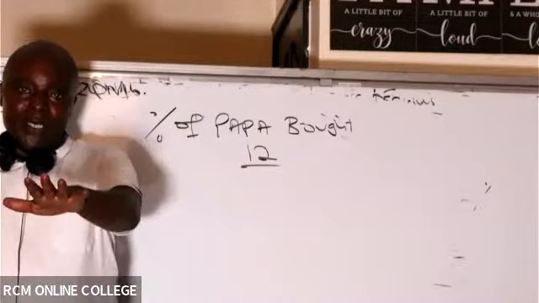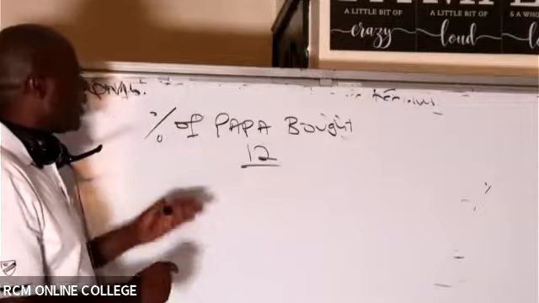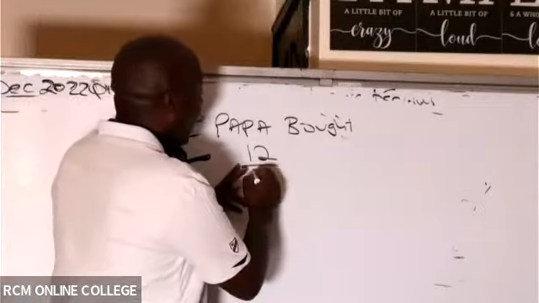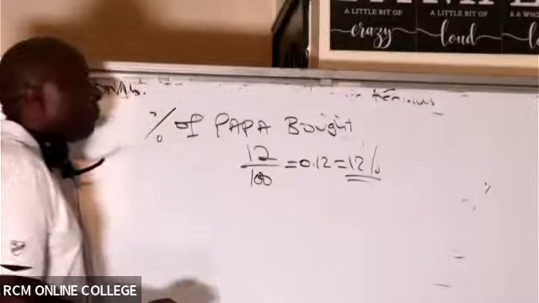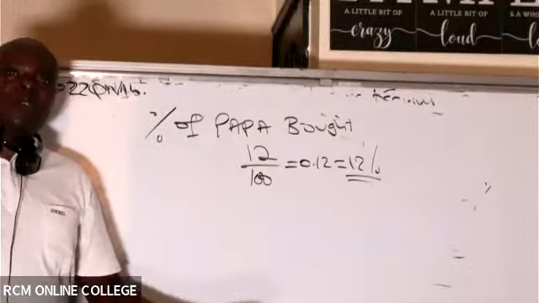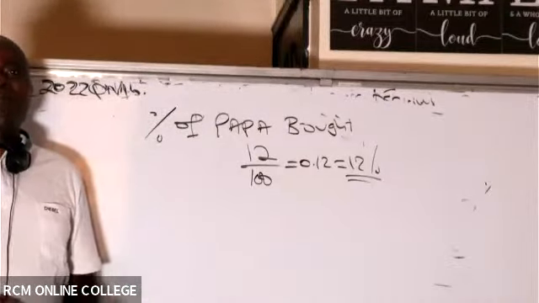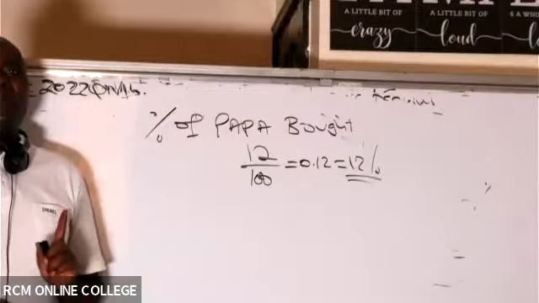It's 100, isn't it? So in this case the percentage will be 12 over 100, which is the same as 0.12. So this gentleman will own 12% of Papa.